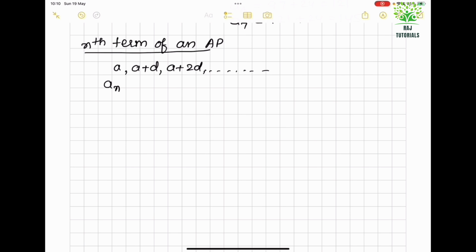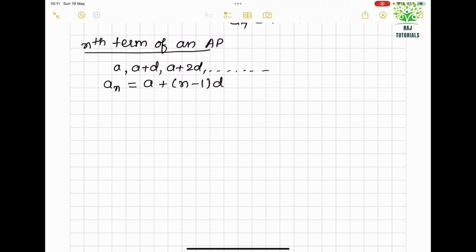N is the term which I want. Suppose if I want the 5th term, I have to put N equal to 5. If I want the 50th term, I have to put N equal to 50. AN will be equal to A plus (N minus 1) D. I have to multiply D with N minus 1 and add A to that.